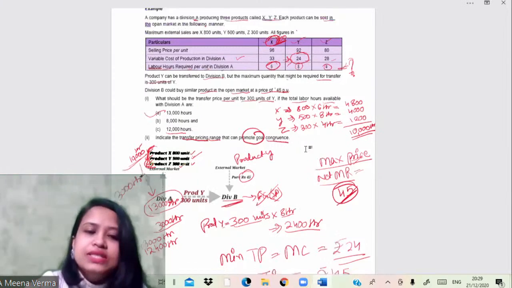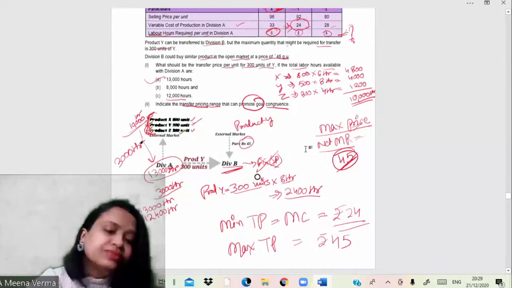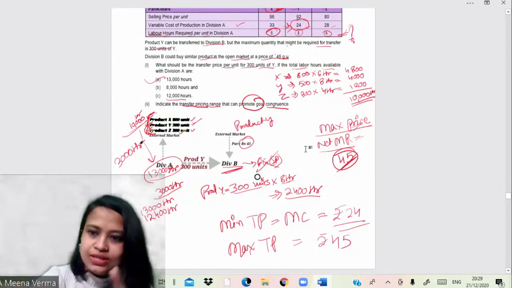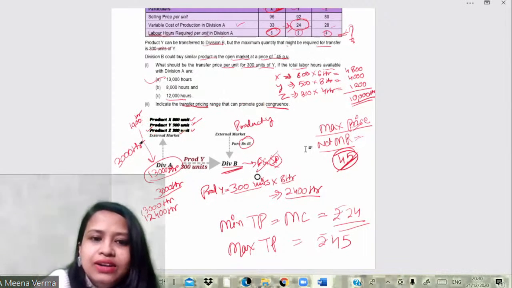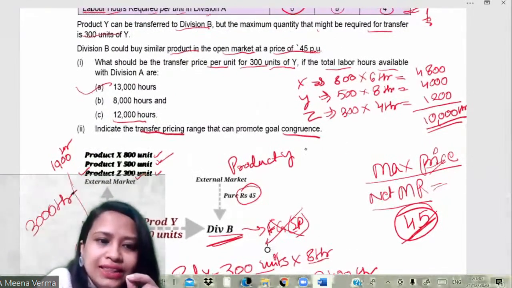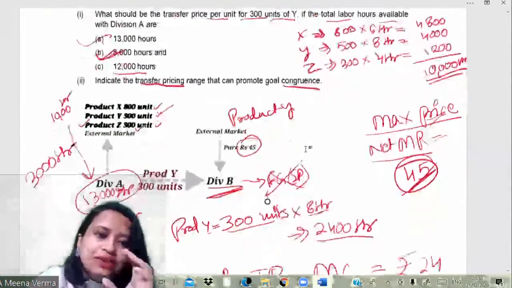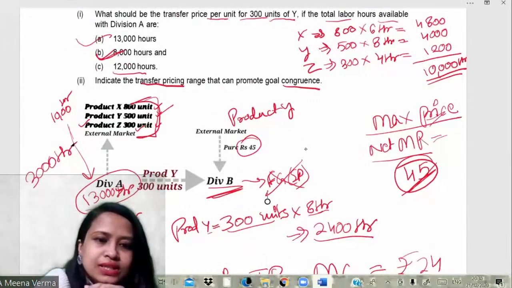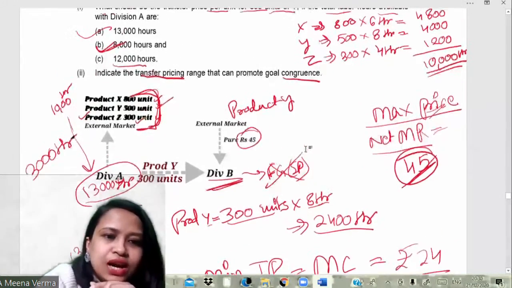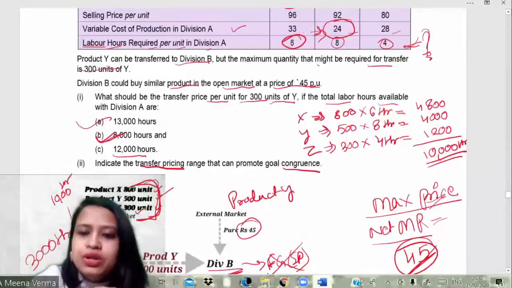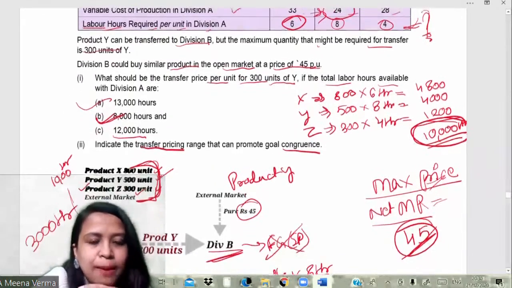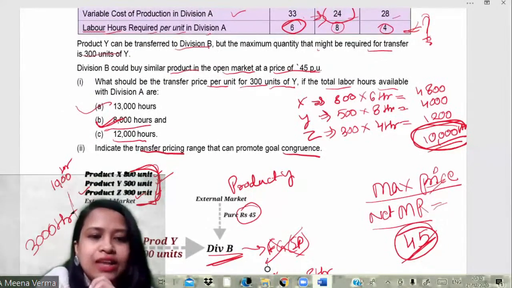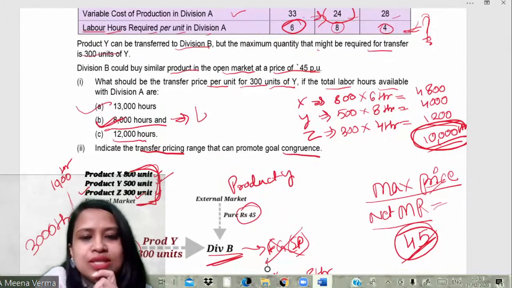Okay, no doubt. Now let us see the next portion of the question. In the next portion, they are saying that the organization has only 8,000 hours. If you want to produce the goods for the external market, you need a minimum of 10,000 hours. But you have 8,000 hours, which means now your resources are limited.